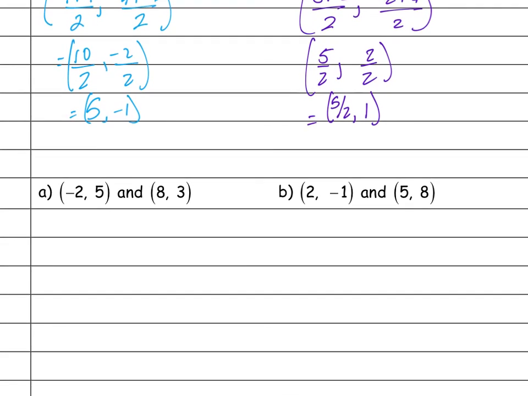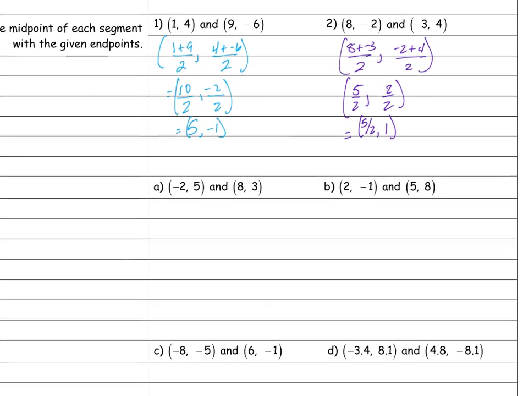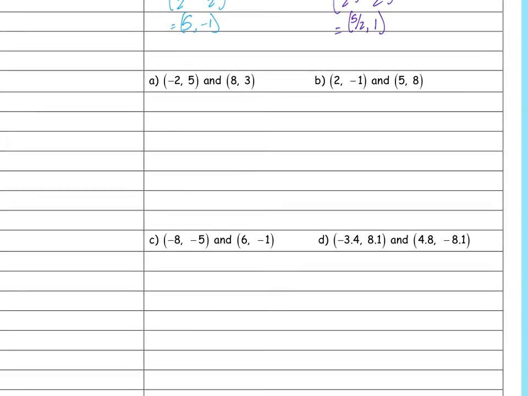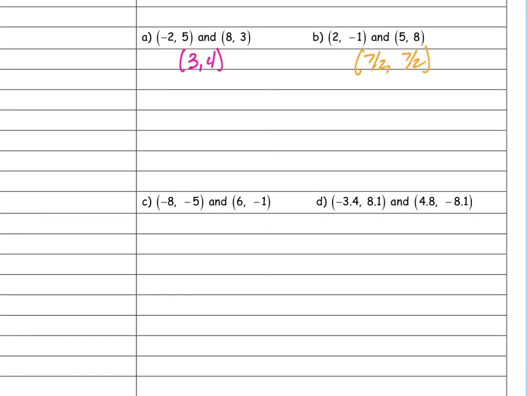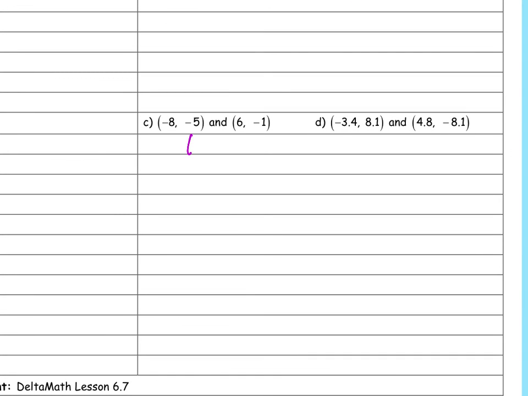Okay, there are 4 problems for you guys to do, so you can see if you got them right. A, my midpoint is 3, 4. B, my midpoint is 7 halves, 7 halves. And C, my midpoint is -1, -3. And D, my midpoint is 0, 7.